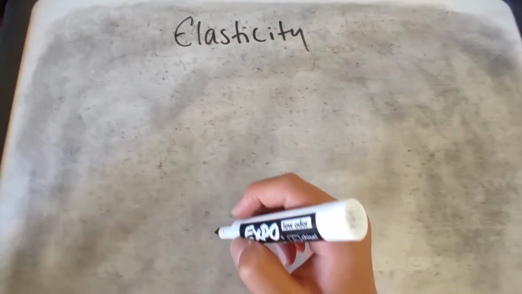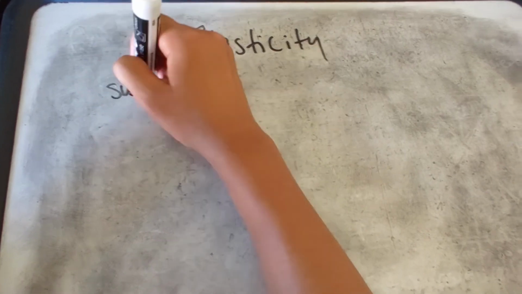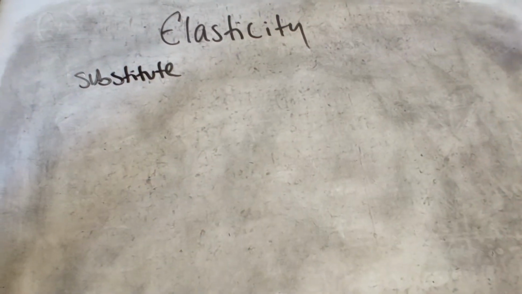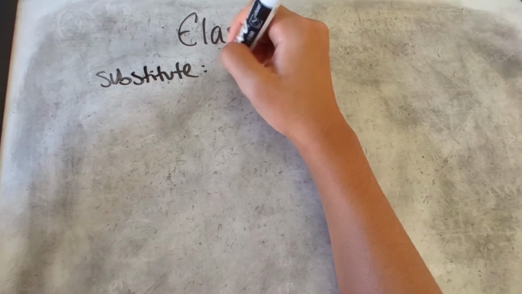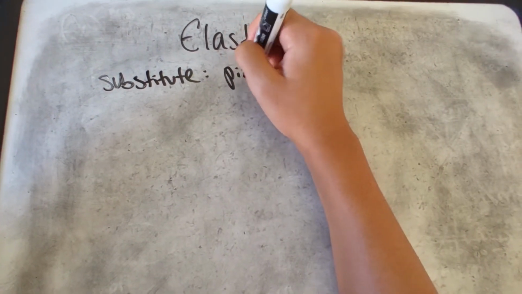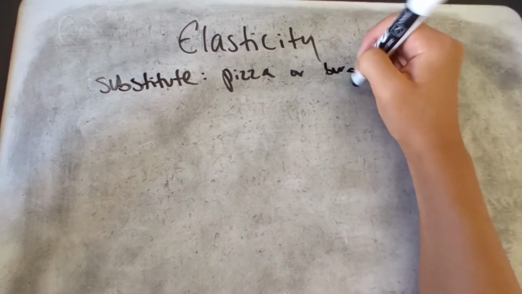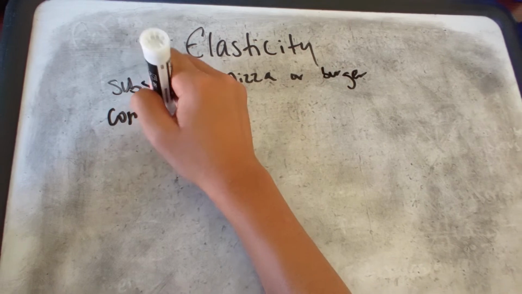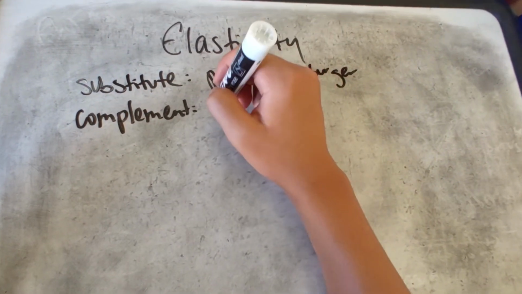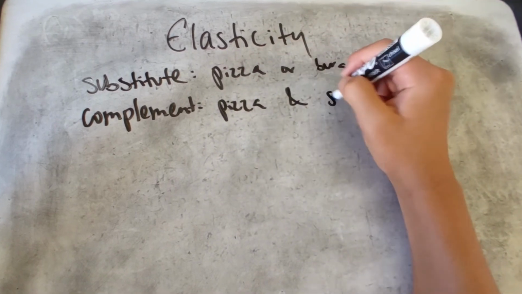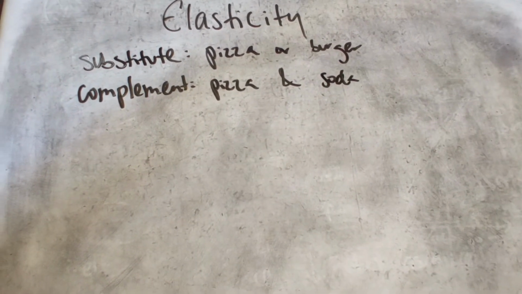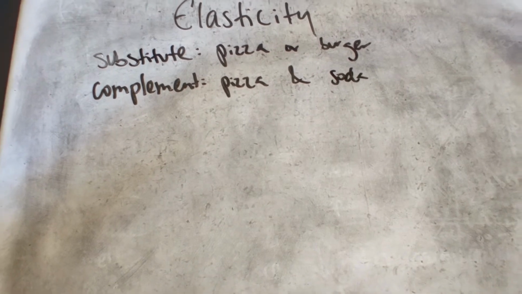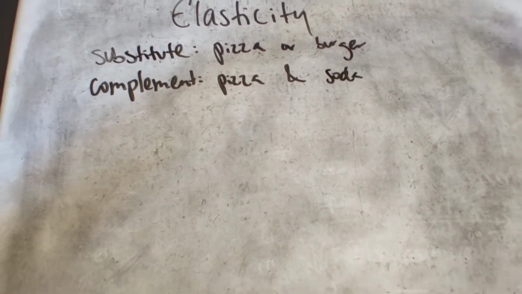Alright, so let's go back to the topic of substitutes. Let's recall that a substitute is something that is a replacement or something that's very similar to an object. This could be like a pizza or a burger. While a complement is something that goes along with the object, like pizza and a soda. But then you could tell what these things are based off of just what you know about the world.